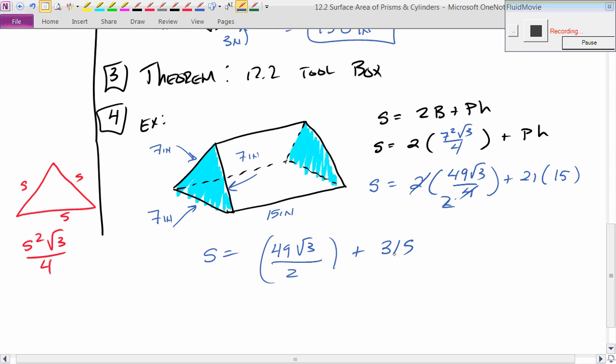Okay, someone help me out. What is 49 times the square root of 3 all divided by 2? I have 2 people that say 21.2. Can I have other people verify that? Can I have one more person verify that it is 21.2? You have a calculator? You got 42.4. Uh-oh. Looks like we better check it.